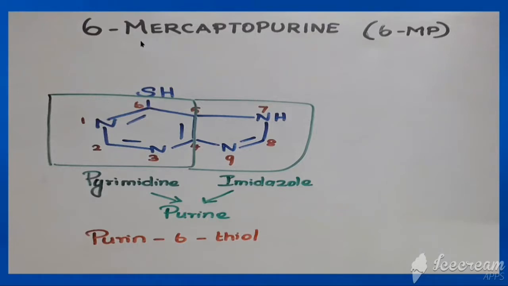Students, in this class we are going to see the synthesis of 6-mercaptopurine. This 6-mercaptopurine can also be called 6-MP. First we'll see the structure of 6-mercaptopurine. This is the structure of 6-mercaptopurine.